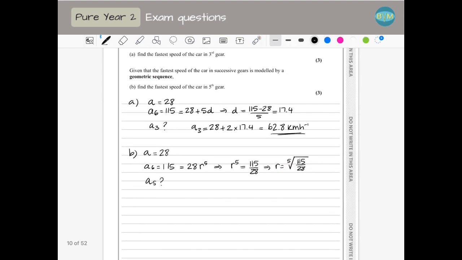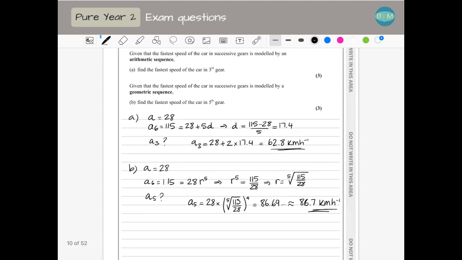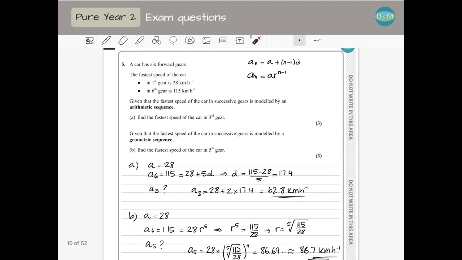So the fifth term is going to be the first term 28 times r, which is that number there, to the power of 4, 1 less. Yeah, and if you do this with a calculator, you get 86.69 something else, and round to 3 significant figures, because they don't say anything different, is that. Yeah, and this is all with this question. I think it looks more complicated for the wording than it is.